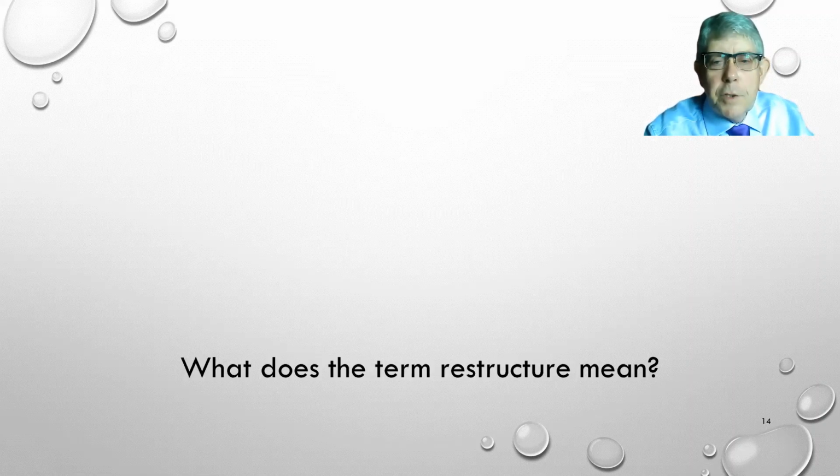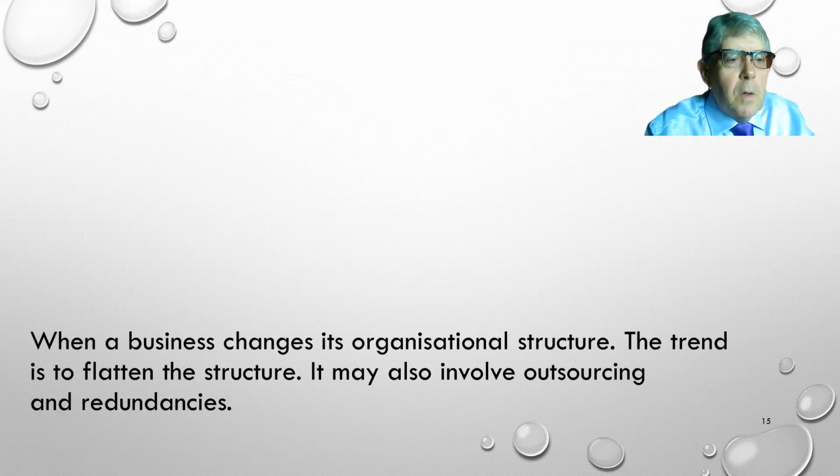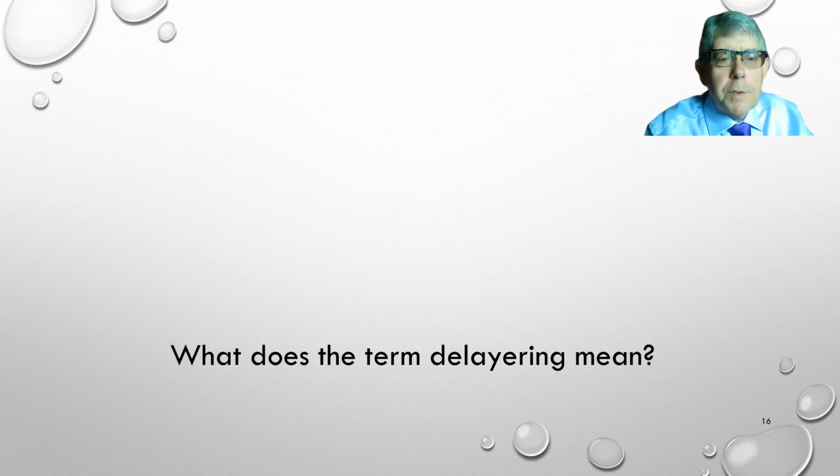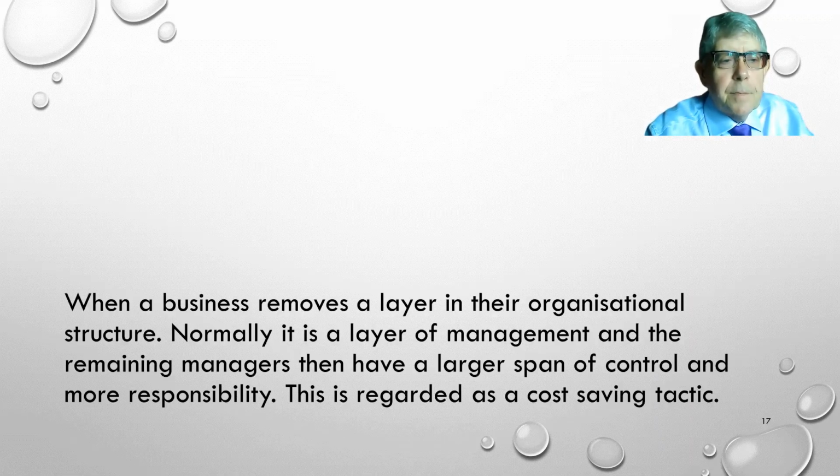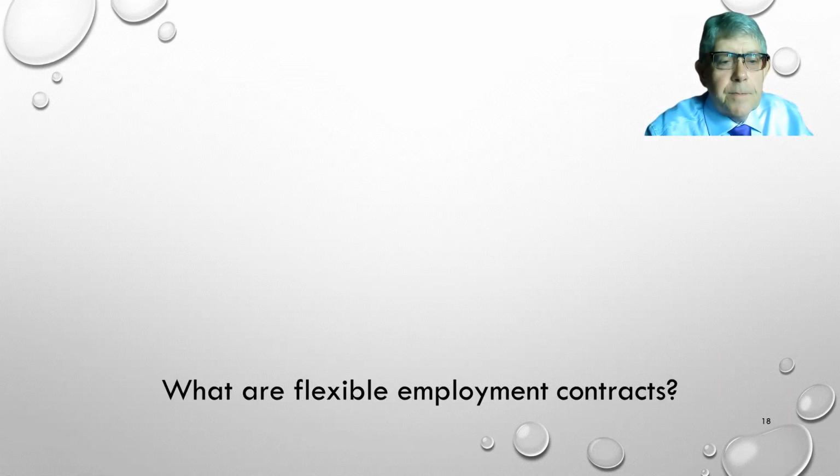What does the term restructure mean? This is when a business changes its organisational structure. The trend is to flatten the structure. It may also involve outsourcing and redundancies. What does the term delayering mean? This is when a business removes a layer in their organisational structure. Normally it is a layer of management, and the remaining managers then have a larger span of control and more responsibility. This is regarded as a cost-saving tactic.